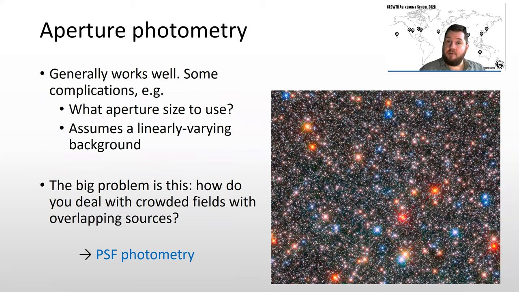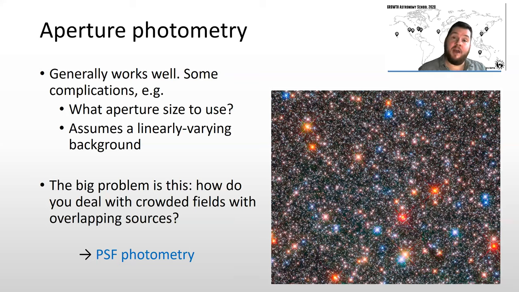And that's aperture photometry. It's a relatively simple technique. I've sort of trivialized it by talking about drawing a circle and then counting up all of the photons inside, but it's not really any more complicated than that. There are some complications: what size aperture do you use? And we made some assumptions.